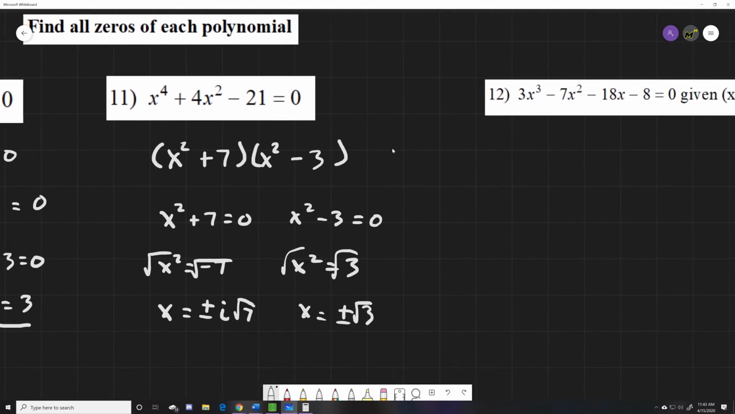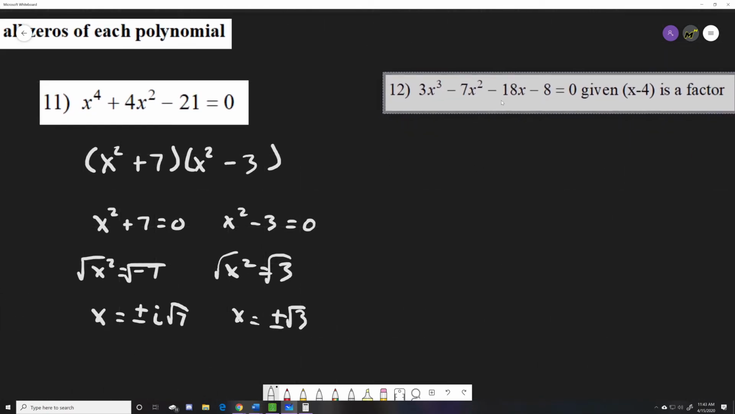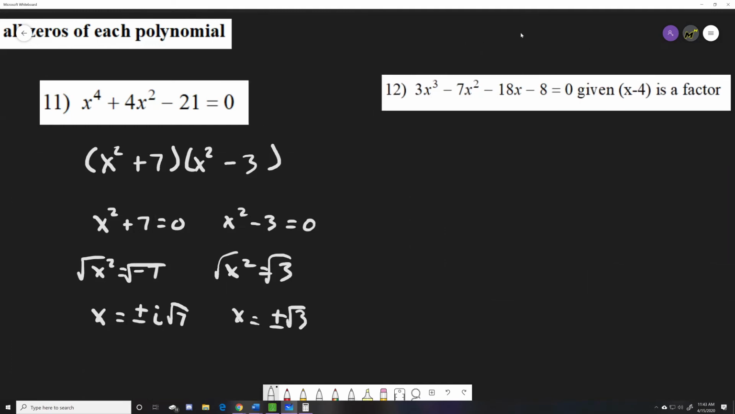Let's look at number 12 right over here to the side. So here we have 3x cubed minus 7x squared minus 18x minus 8 equals 0, and they gave us one of the factors. They said x minus 4 is a factor. Well, that's really helpful, because if it's a factor, that means it's a 0, so they basically gave us one of the answers. And that's also a tip, we don't need to make our rational root list. Let's just go ahead and divide this function by x minus 4.